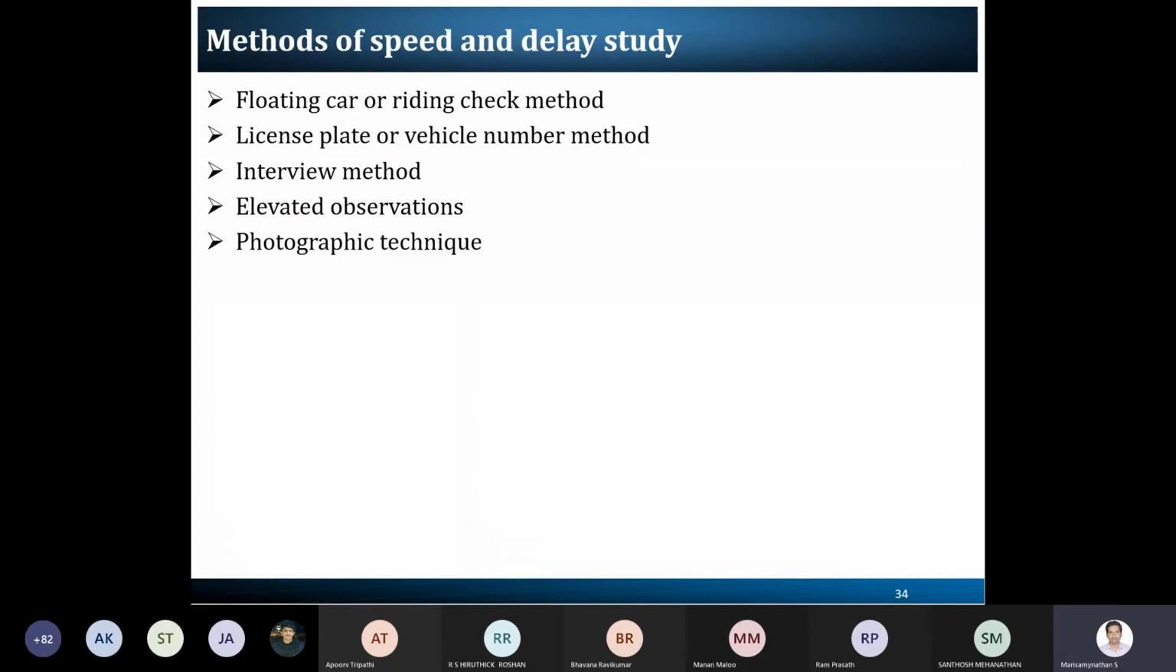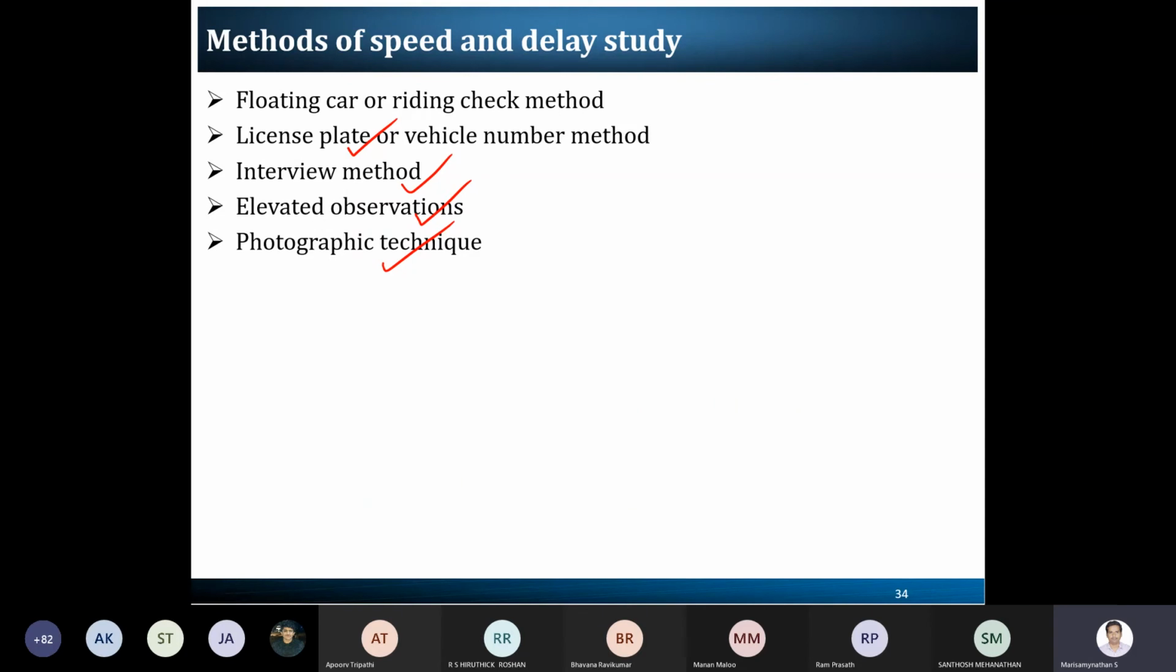Finally, these are the other field method techniques: the floating car method, sitting in the car, to estimate the delay. With respect to the license plate, we can estimate the delay. Then you can conduct an interview with the driver. Elevated observations, which means you put a camera and from the camera you capture how the delays can be observed. Then the photographic technique, a little bit advanced, and now drones are also used. So these are the methods we can use to study the speed and the delay of vehicles in the given corridor.